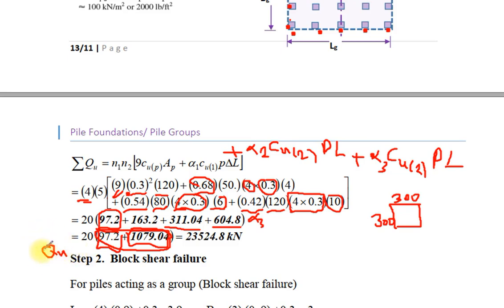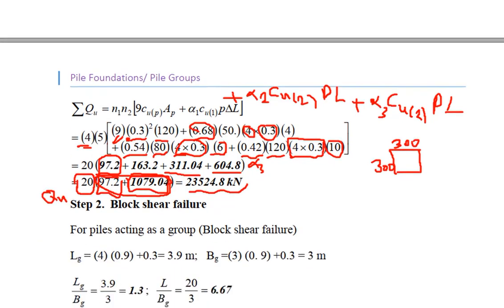Now multiply Q ultimate of the single pile by 20, the number of piles, which results in the ultimate bearing capacity of the group of piles, which equal to 23,524 kilonewton. This is the ultimate bearing capacity of pile group based on the individual pile. We compute the ultimate bearing capacity for single pile and then multiply it by the number of piles.